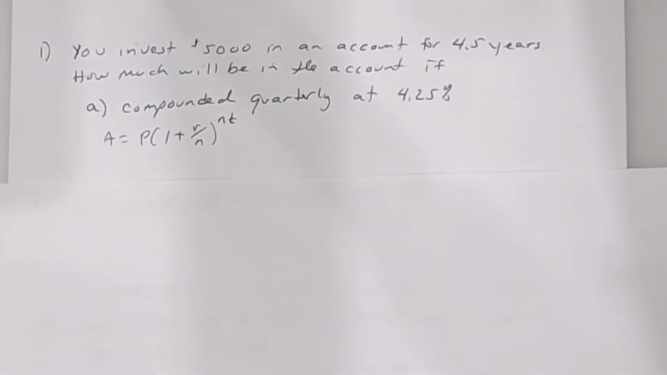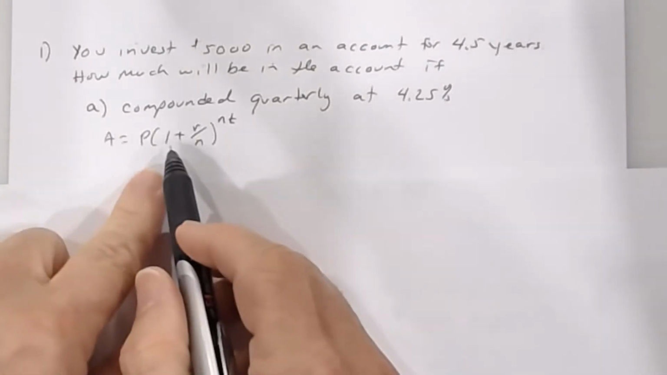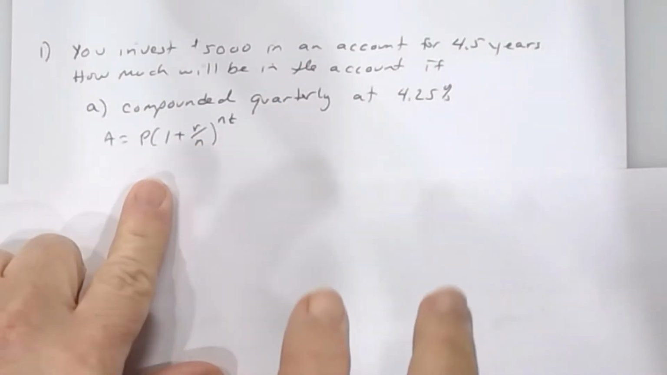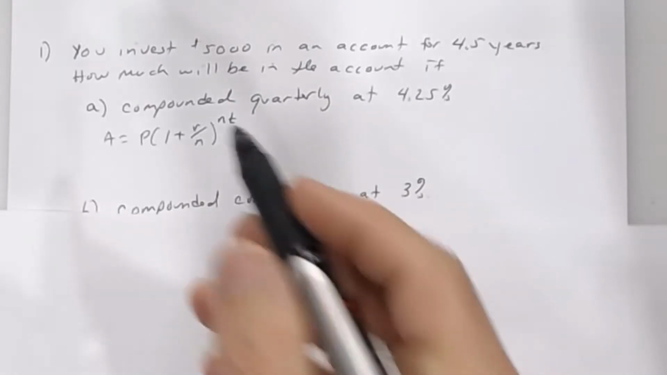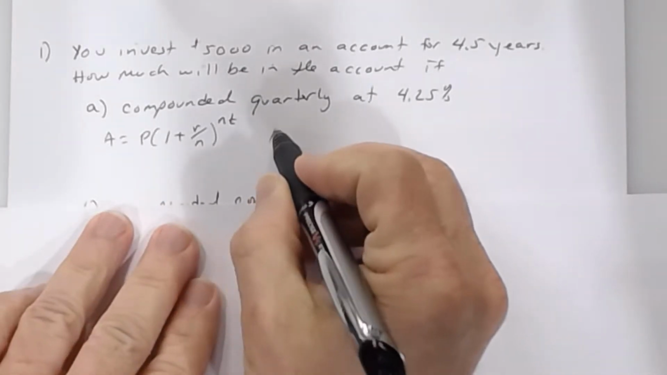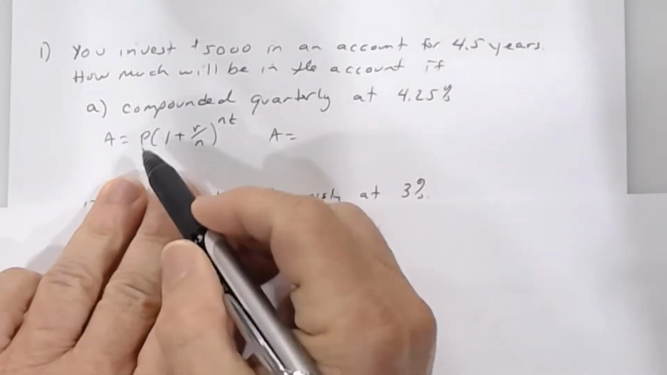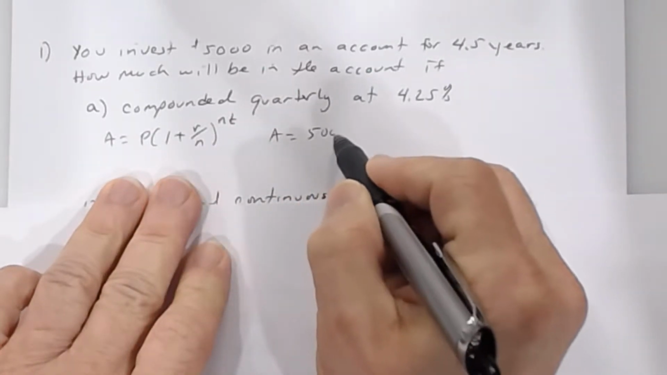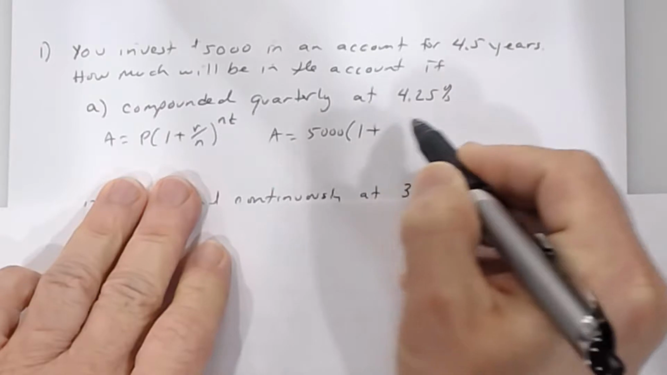Okay, so on your test, there is a problem dealing with compounded interest. So you do need to show the substitution into the formula. All right, so you're going to get A equals P. What's the principal, or the original amount? 5,000. So A equals 5,000 times 1 plus R. What's R?